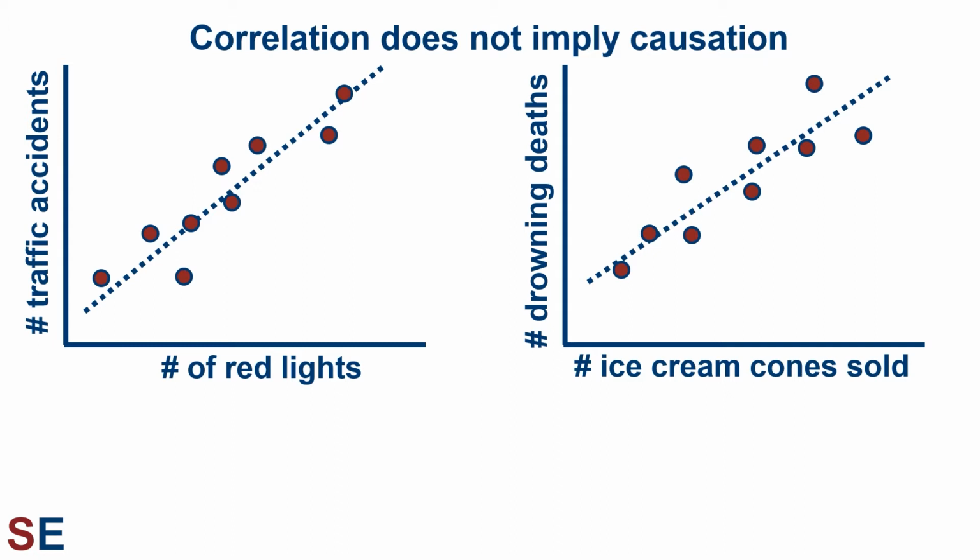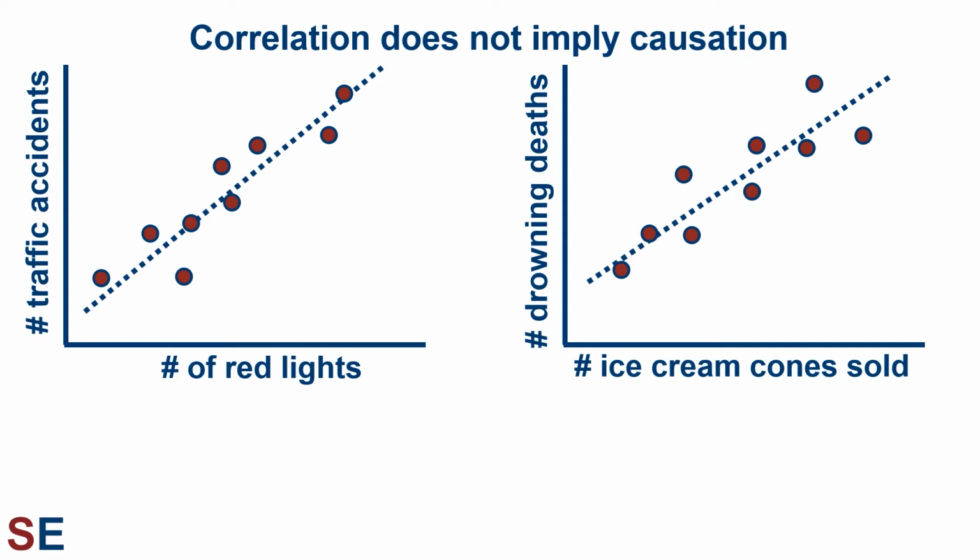On the right is a hypothetical plot of the number of drowning deaths at a state's beaches each year plotted against the sales of ice cream cones in that state. The more ice cream cones sold, the more people die from drowning. This would seem to imply that ice cream increases the risk of drowning and that to reduce drowning deaths we should ban the sales of ice cream. Again, this doesn't make sense.